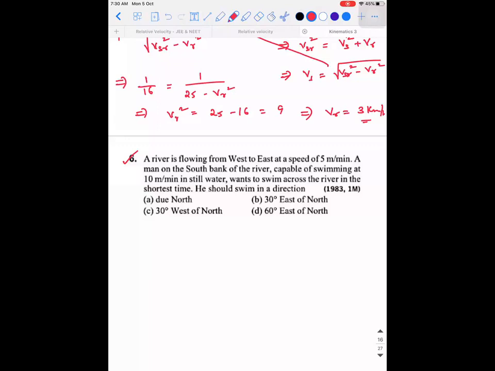If you read the question, you can tell it in 5 seconds. You need not solve this. So what is given? This is what? 5 meter per minute is what? VR. Speed VR. A man on the south bank of the river is capable of swimming at 10 meter per minute. This is VSR. Yes, sir. Okay. Wants to swim across the river in the shortest time. This is the hint. So if anybody has to reach the other end in the shortest time possible, how are they supposed to start?